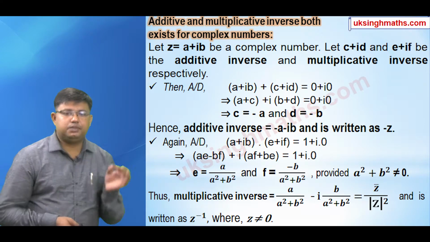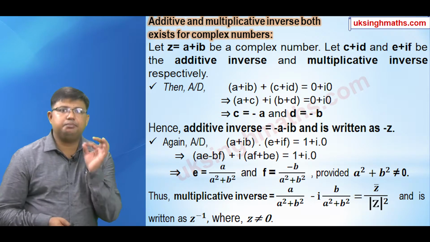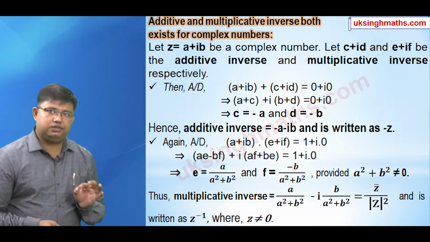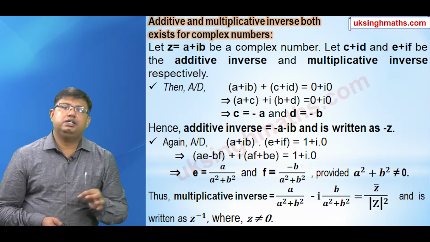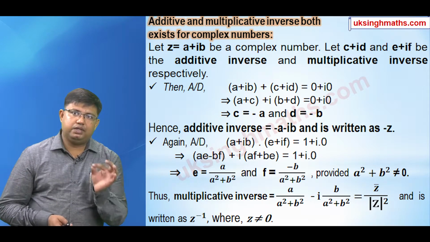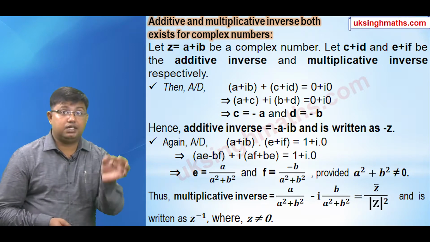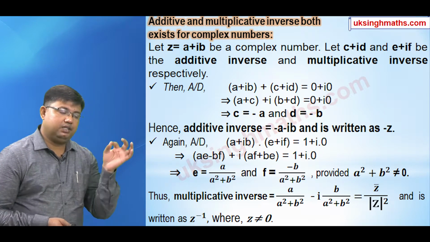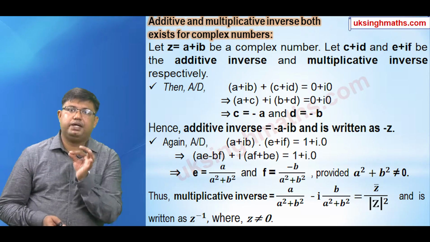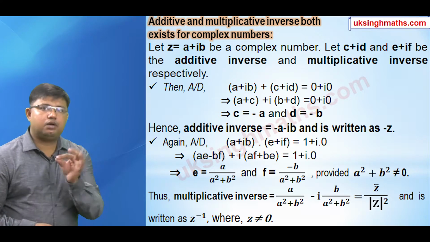provided a square plus b square is not equal to 0. If you simply put these values of e and f, then the multiplicative inverse comes out to be a by a square plus b square minus i times b by a square plus b square, provided a square plus b square is not equal to 0. And you can also rewrite this formula of the multiplicative inverse in terms of the conjugate of the complex number z and the modulus of z as conjugate of z by modulus of z whole square. Naturally, mod z is not equal to 0.